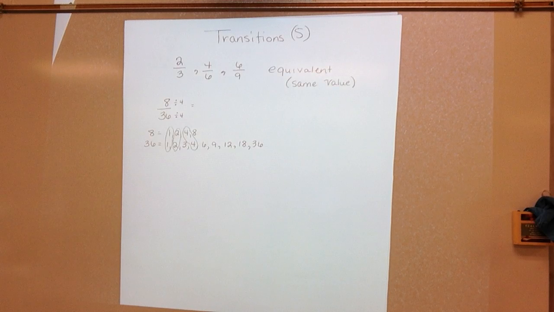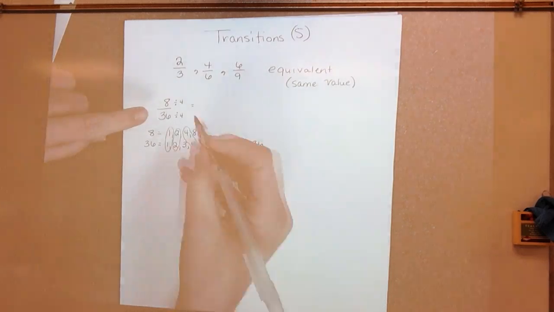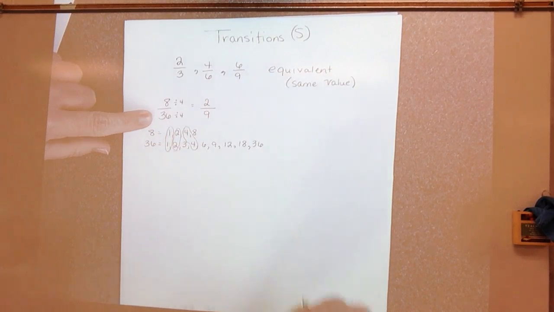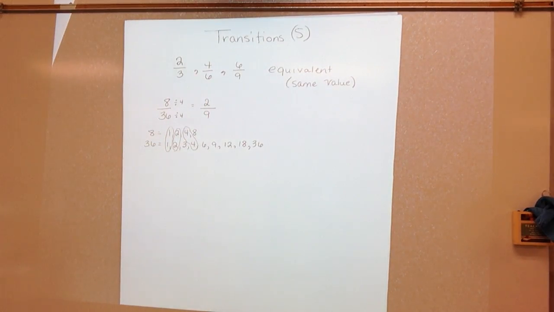Let me take a step back for just a second and tell you, I can divide both of these by 2, but you're going to see it's not the lowest that it can go. The whole point of reducing your fraction is to get it the lowest that I possibly can. So 8 divided by 4 is 2. 36 divided by 4 is 9. So 8/36 would be written in lowest terms as 2/9. 2/9 and 8/36, they are equivalent fractions. They have the same value.